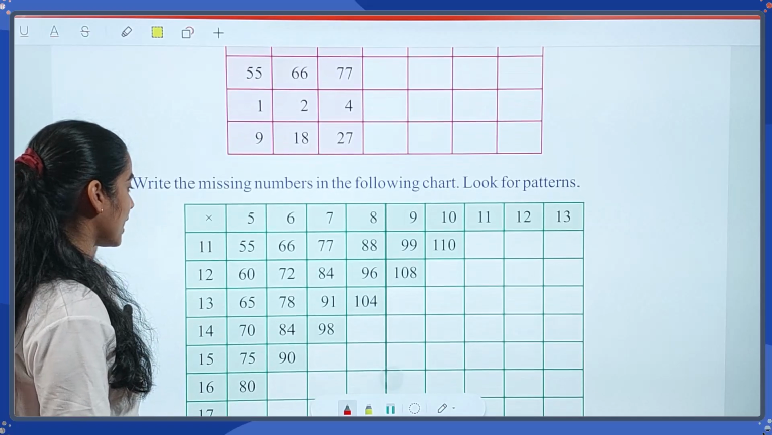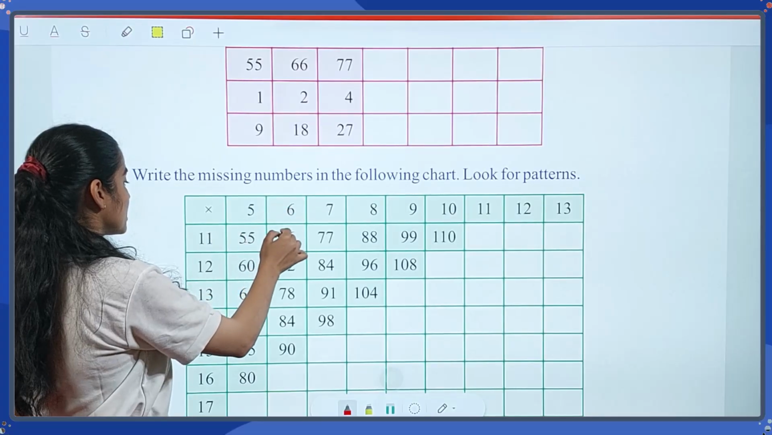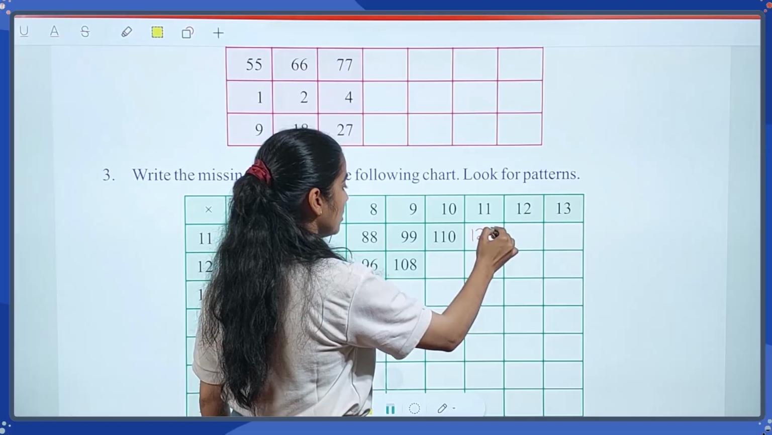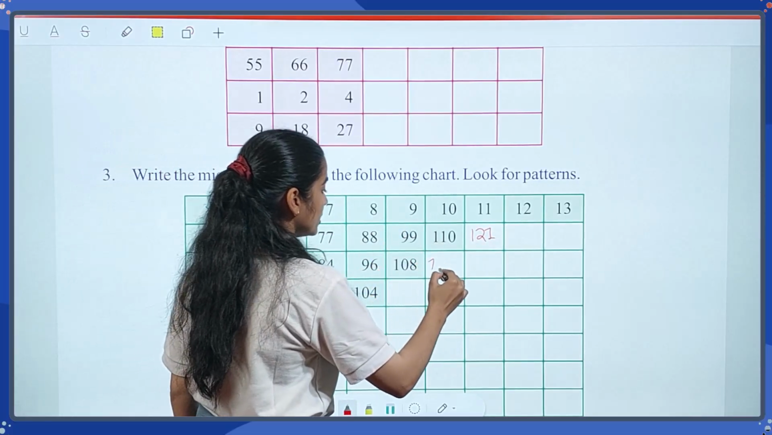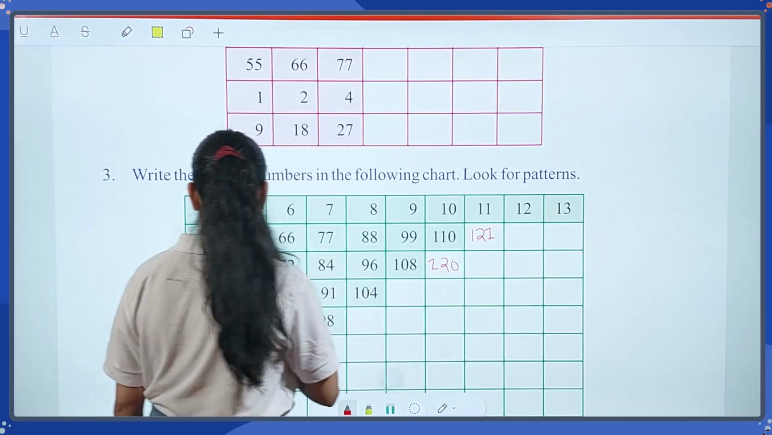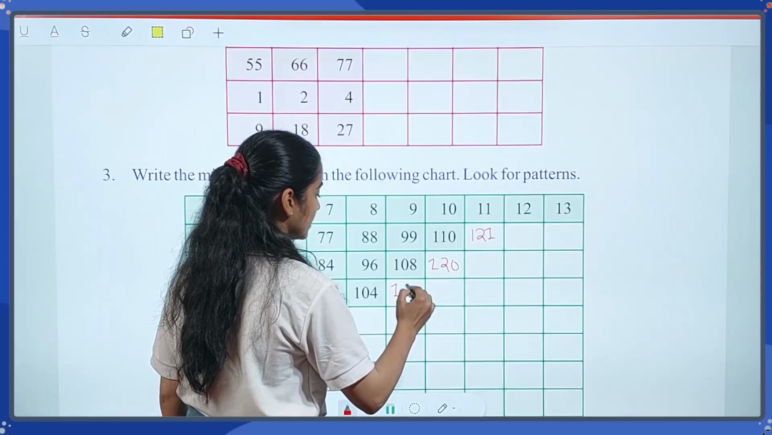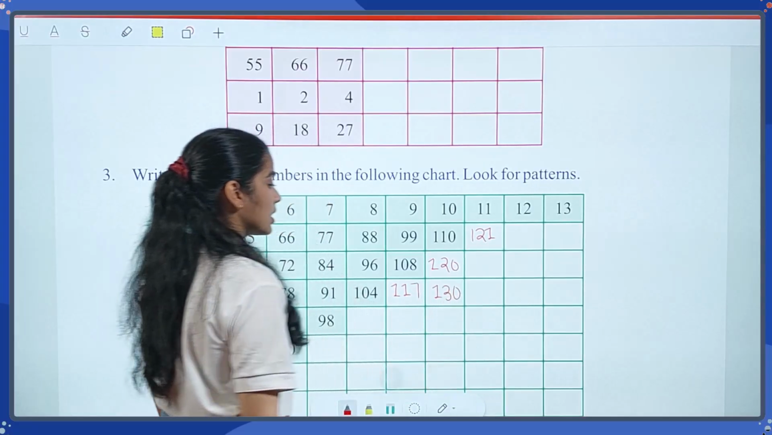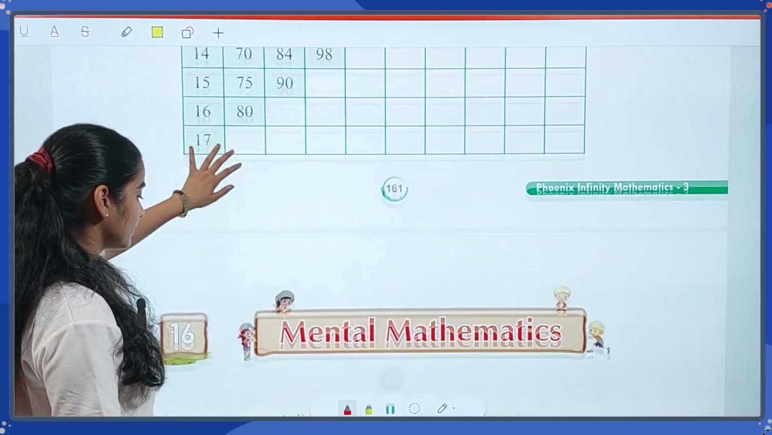Look at the patterns. 11 multiplied by 5 is 55. 11 multiplied by 6 is 66. 11 multiplied by 11 is 121. 12 multiplied by 10 is 120. 13 multiplied by 9 is 117. 13 multiplied by 10 is 130. In the same way, you can complete this grid by multiplying these numbers with each other.